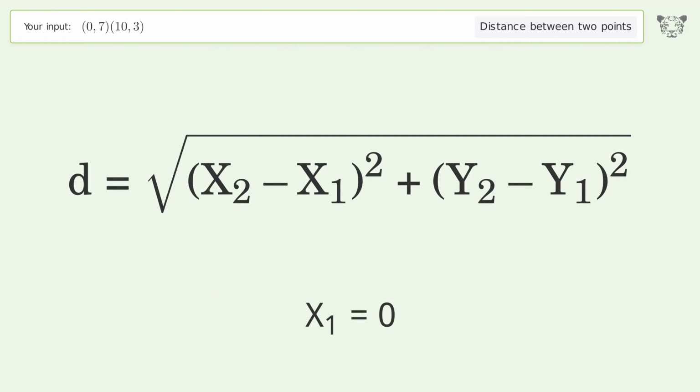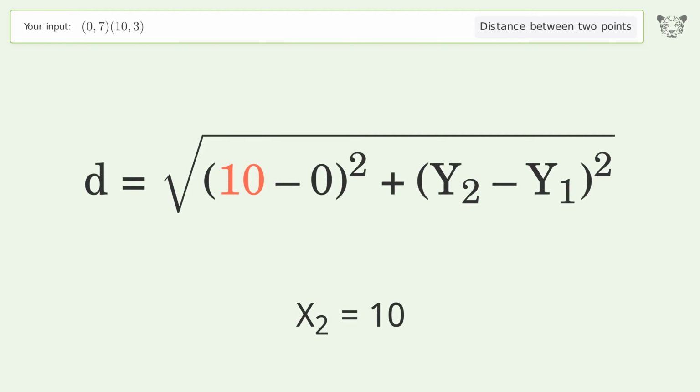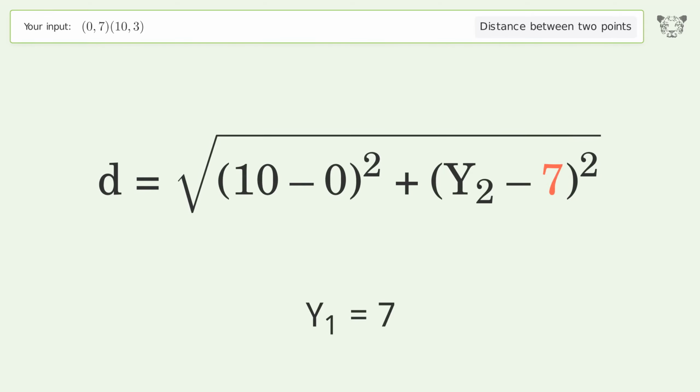x1 equals 0. x2 equals 10. y1 equals 7. y2 equals 3.